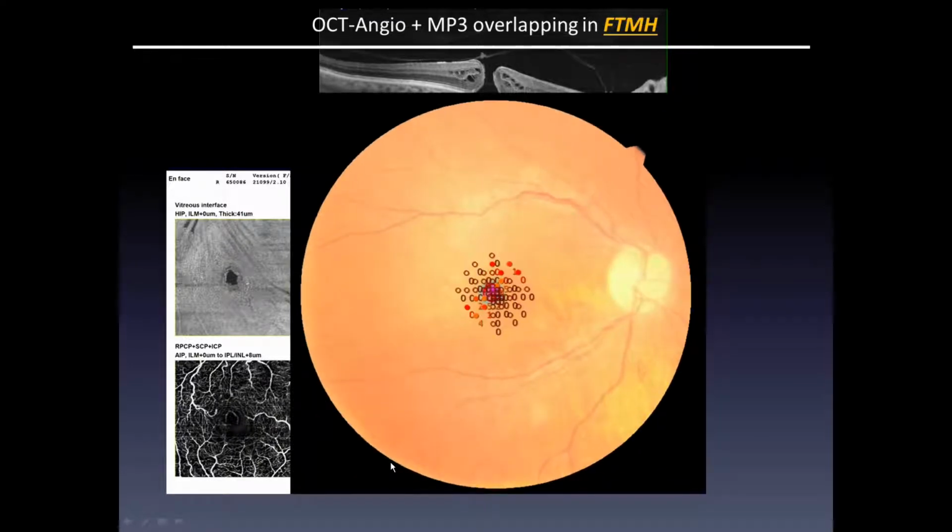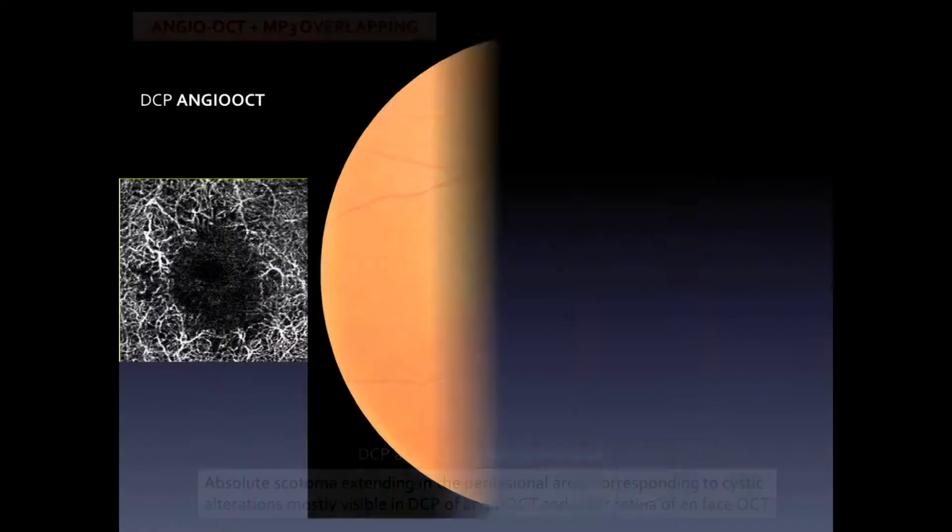This is the absolute sensitivity, a very deep scotoma in the central part, but it's very strange that the scotoma extends also to the area where the cystic spaces were. You see the scotoma is larger than the area of the macular hole.